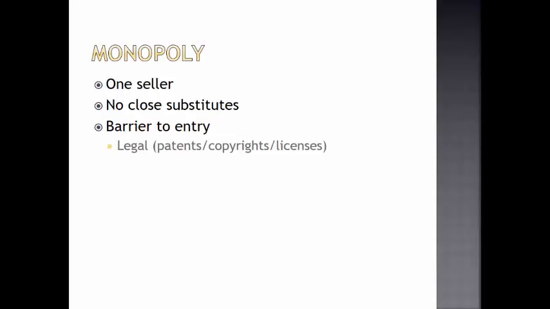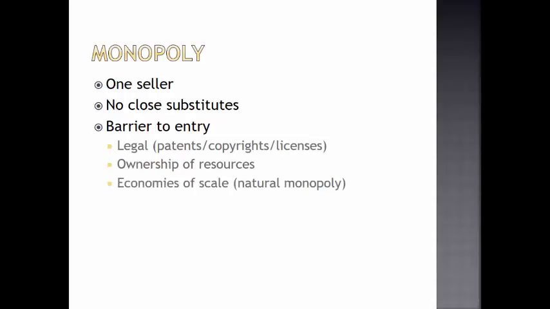But the key to what gives the monopolist the market power is the fact that there is a barrier to entry. The barrier to entry can be very legal, and it is perfectly acceptable. For example, a patent or a copyright can be granted to a monopolist, and those are legal barriers to entry. Another barrier to entry might be the fact that the monopolist simply owns the resources which are used to produce the product that is sold.